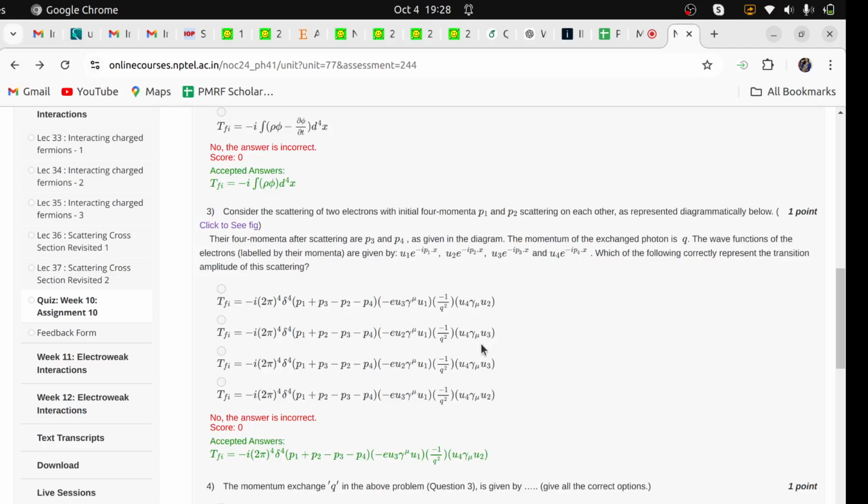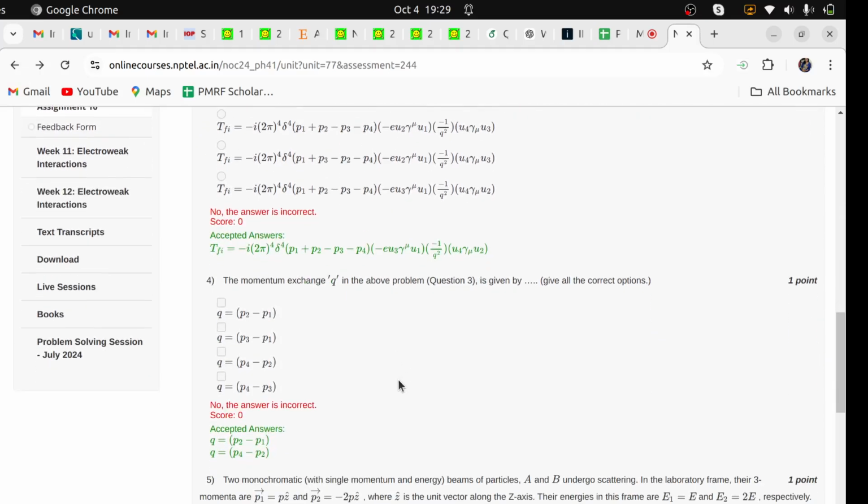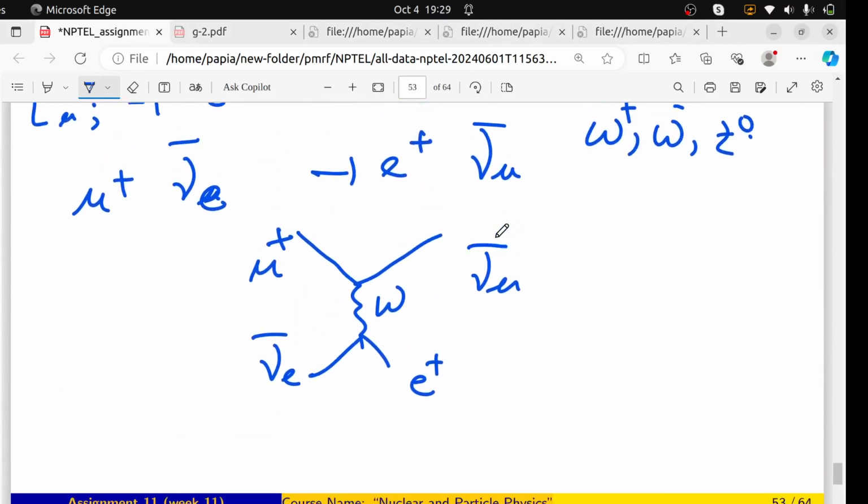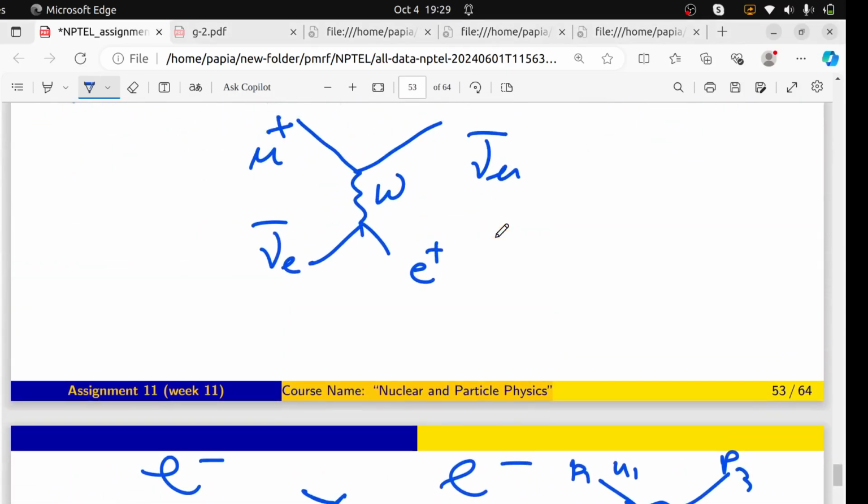So I think this is correct. Yes, this is correct. Ma'am, next question number 4. Is the question number 4 in this assignment? Okay. Question number 4, the Q value. The same question is there. I mean, a similar question, not the same.